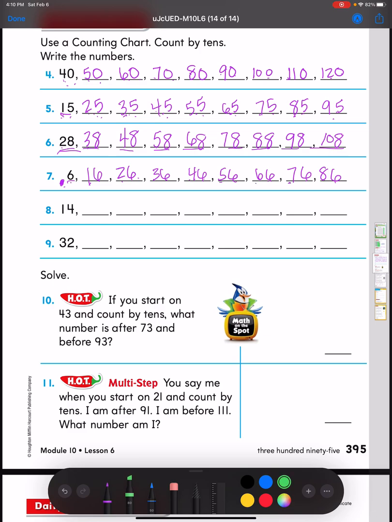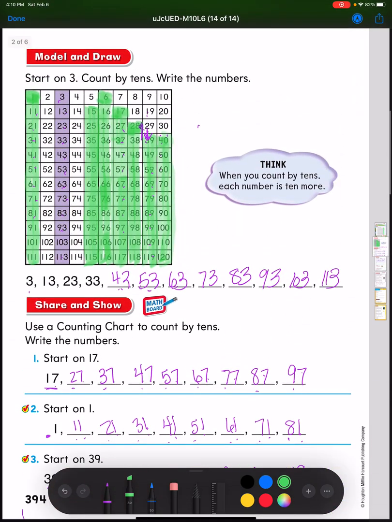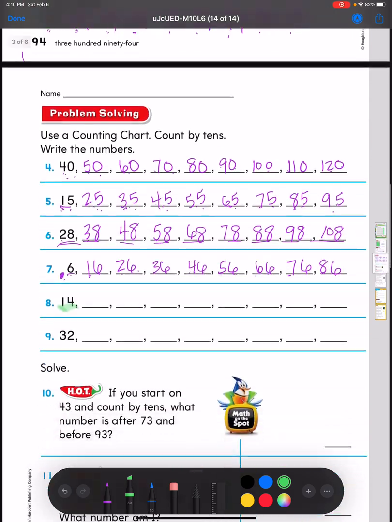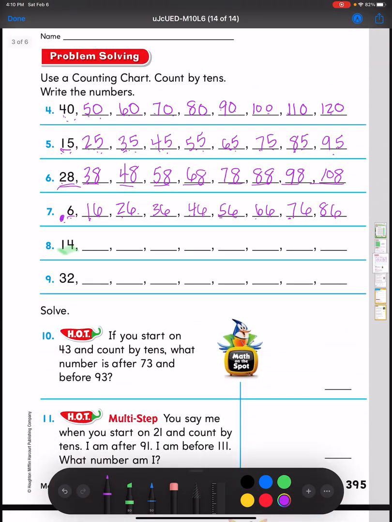Let's try it with 14. So I can find 14, it's right here, and I can go down. Look at my pattern. Ones place, they're all 4s. Tens places increase by 1. So I had 14. Now I'm going to have 24. Now I'm going to have 34. 44. 54. 64. 74. 84. 94.